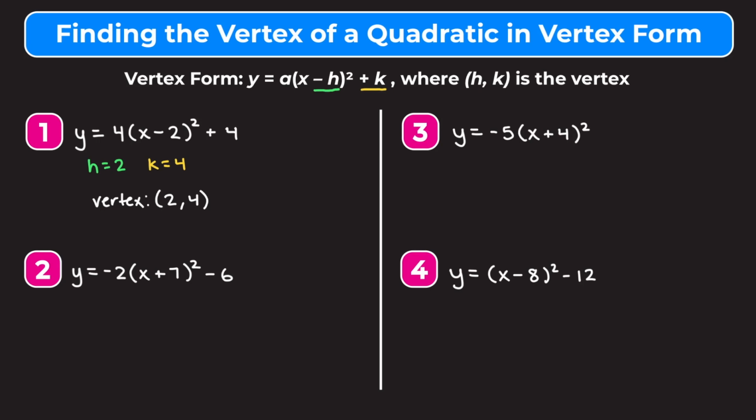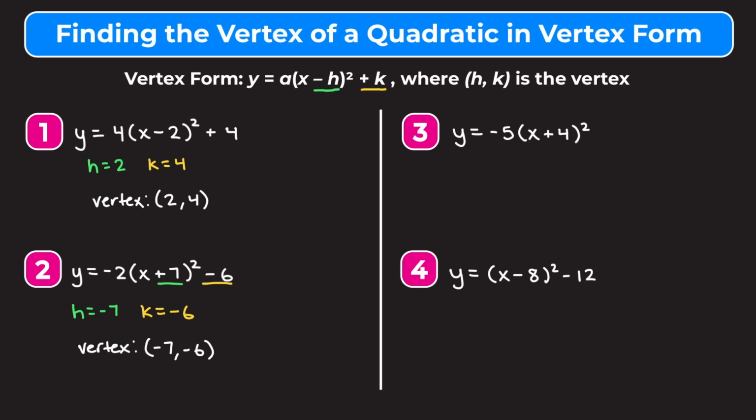Moving on to example 2, we have y equals negative 2 times the quantity of x plus 7 squared minus 6. So this time we have x plus 7. So our h value is going to be negative 7. So you can think about it as your h value is the opposite sign of what is being added or subtracted to x. So if you have x plus a number, your h value is going to be negative. If you have x minus a number, your h value is going to be positive. And then our k value is just whatever number is being added or subtracted. So our k value this time is going to be negative 6. So our vertex is just h comma k, so it's negative 7 comma negative 6.